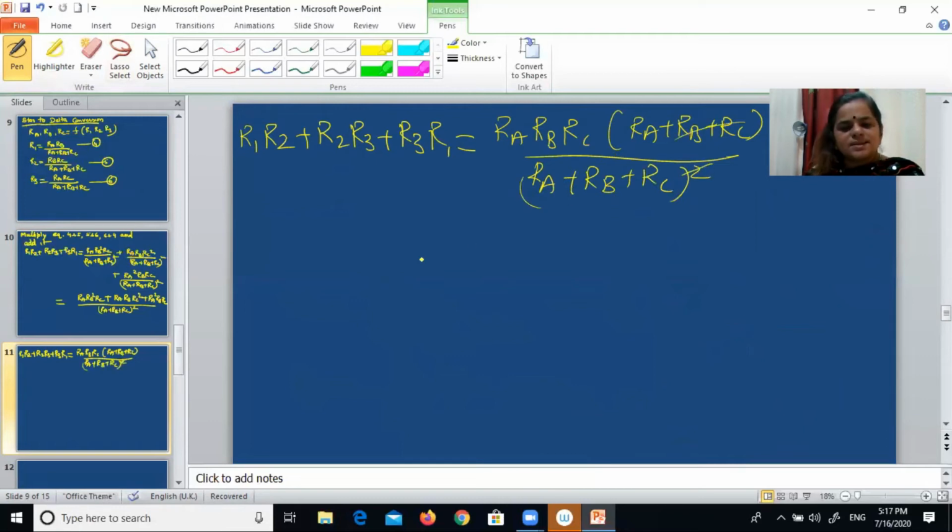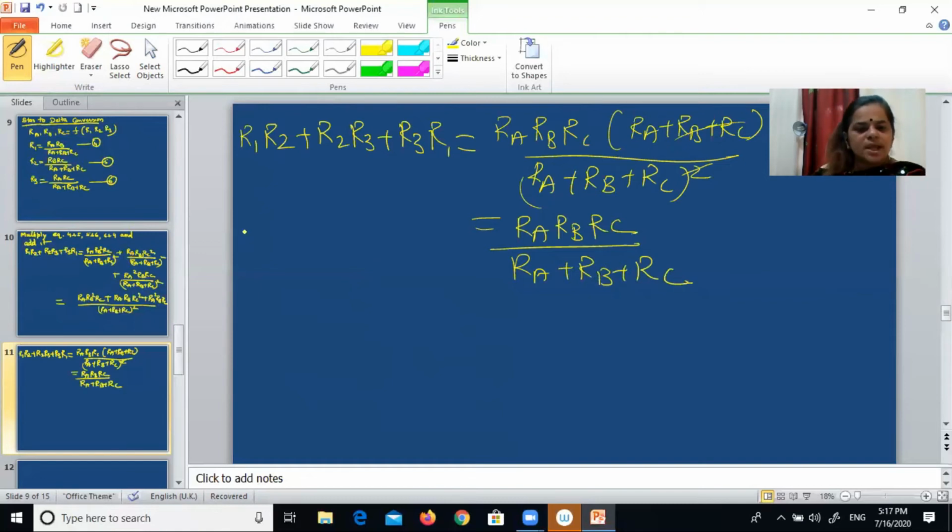Now the square cancels one factor. What I am going to get is RA RB RC upon RA plus RB plus RC. So this is the equation: R1 R2 plus R2 R3 plus R3 R1.